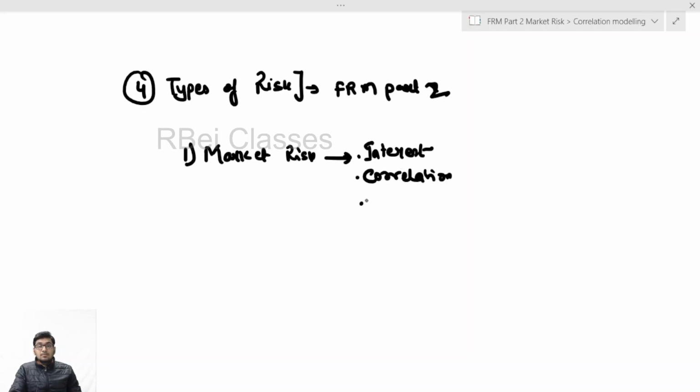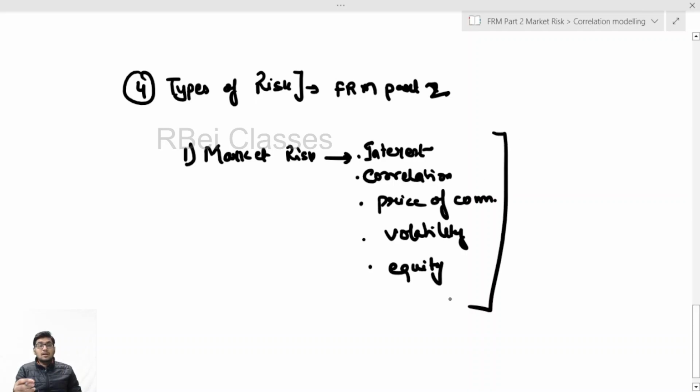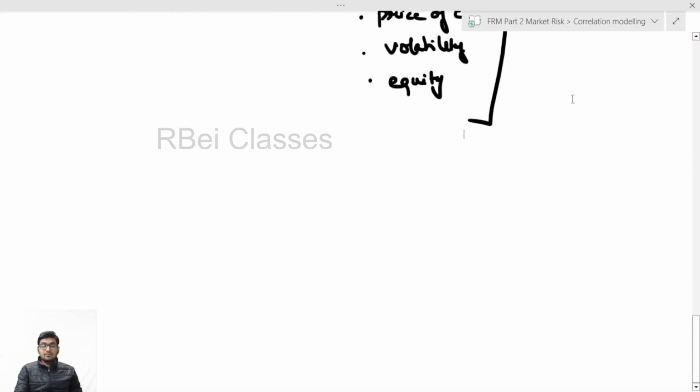Clear? Because of the change in the prices of commodities, because of the change in volatility, that is also a market risk. Because of the change in the prices of equity, these all are market risk. Clear? These all are covered inside your market risk. Clear? Now the second part is credit risk.